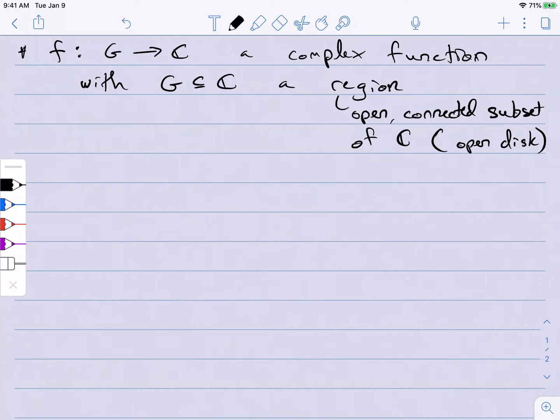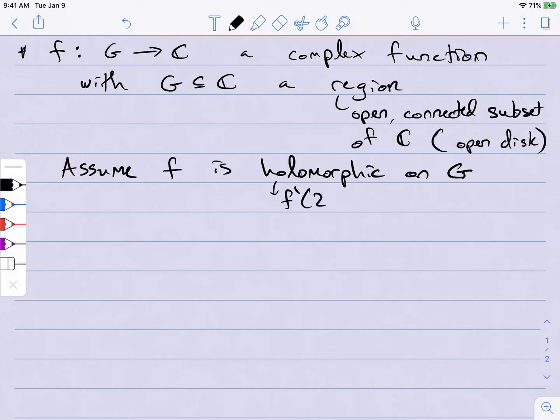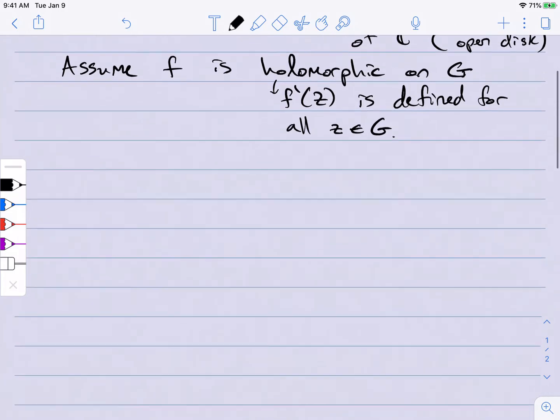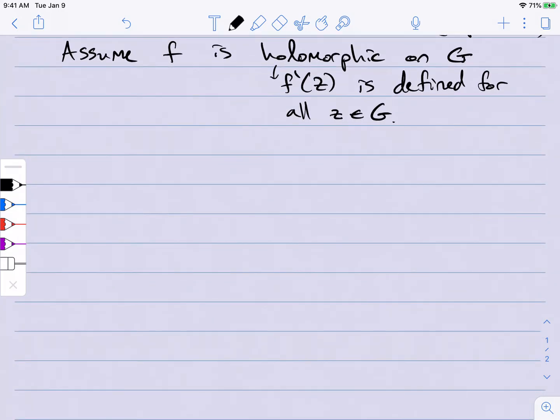So if we have a complex function, let's assume that f is holomorphic on its domain, so on all of G. And remember, this just means that the derivative f prime of z is defined everywhere. So for all points in the domain, for all z inside of G. Okay. So the derivative is defined as a limit, and we're assuming that that limit exists, and so this derivative is well defined for all points in the domain of the function.